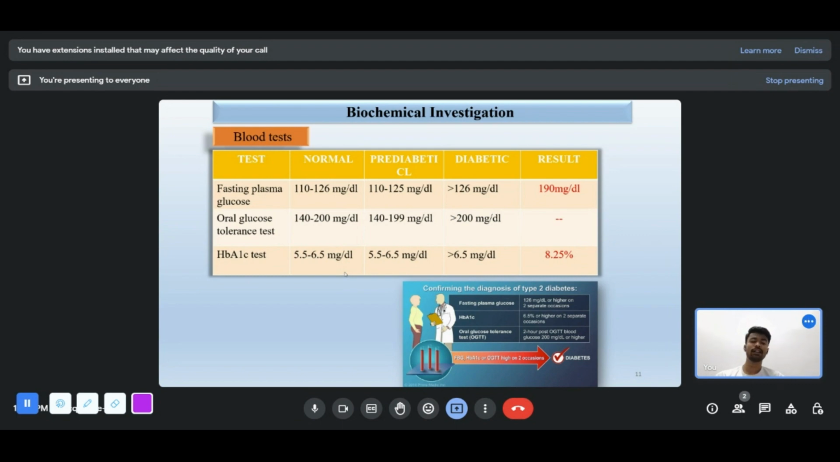It is clear that she has type 2 diabetes mellitus, because in the result she had 190 mg per dl. On HbA1c ratio, for a normal person it is 5.5 to 6.5, and the diabetic range is above 6.5. On investigation, the HbA1c ratio was found to be 8.25 percent, which is above the normal. So it is confirmed that she has type 2 diabetes mellitus.